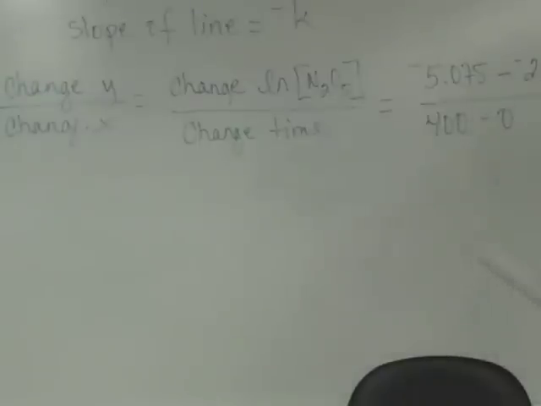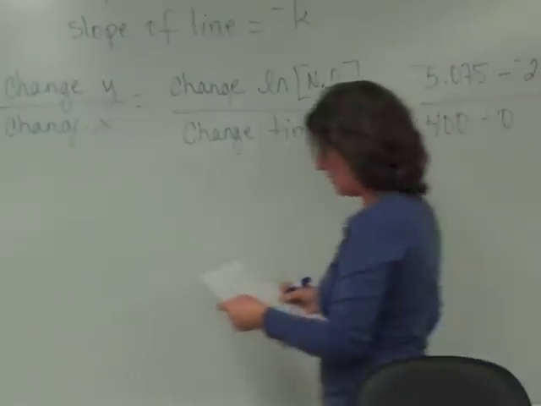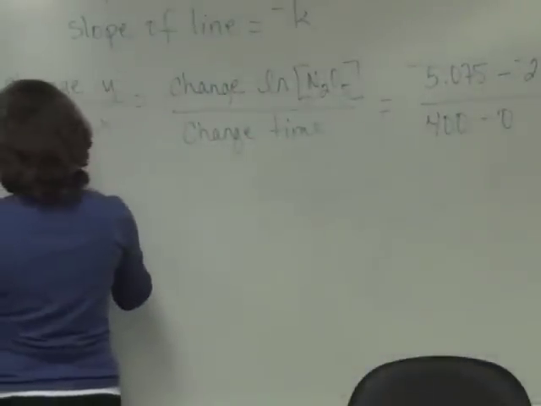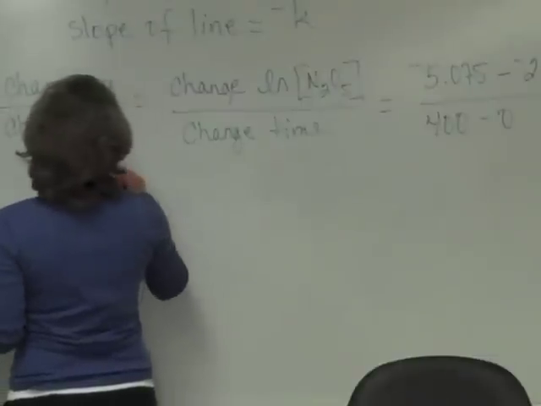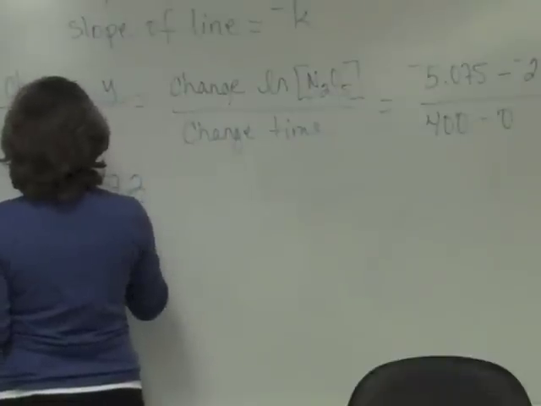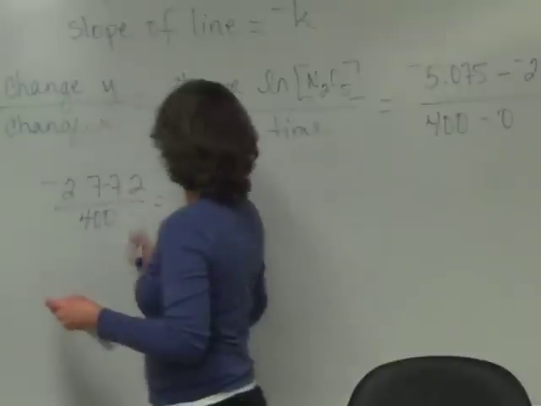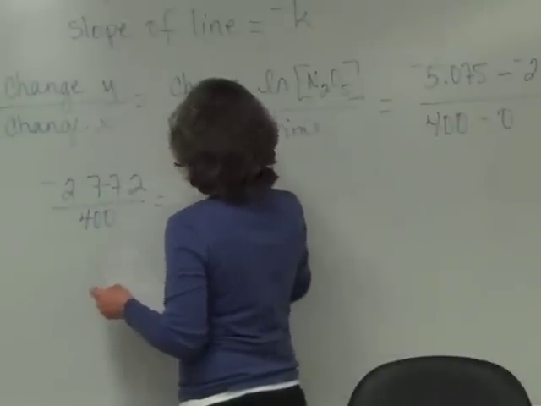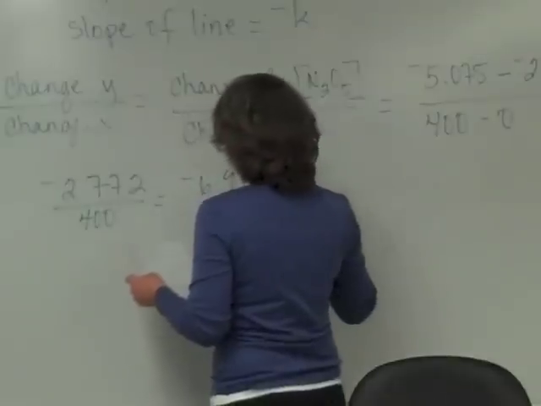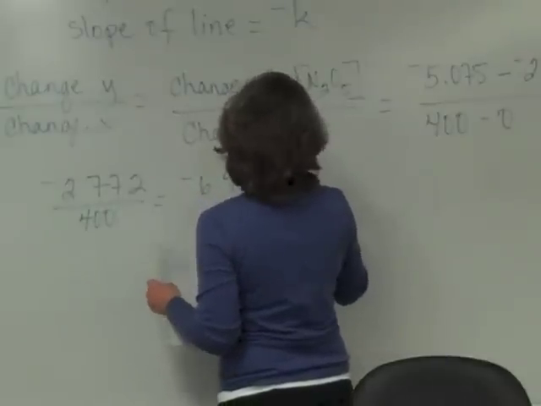All right, and in general, you guys, that's what you want to do. You want to use your first and your last data set here. All right, and so what do we find? What's the answer to this? If you do this math, you should end up getting negative 2.772 over 400, and that is equal to, do this division, negative 6.93 times 10 to the minus third.